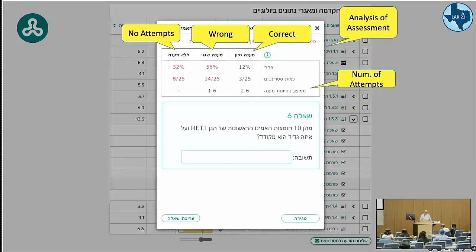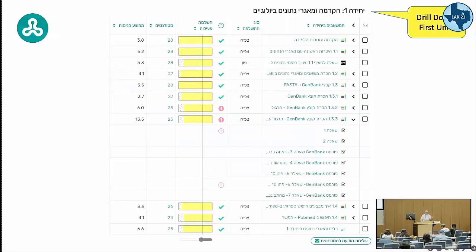56% got it wrong and gave up after 1.6 attempts, and 32% never tried to solve this question. Well, then I must act. And this is the power of embedded learning analytics, because you can now connect with your students.